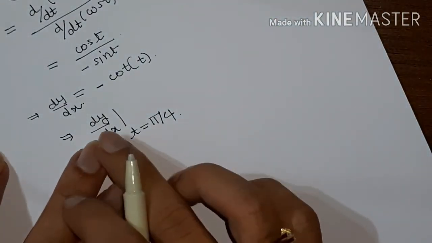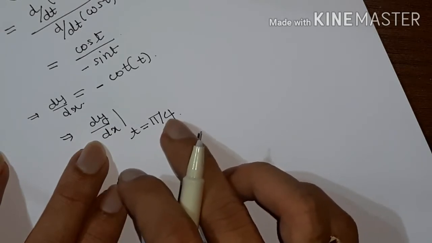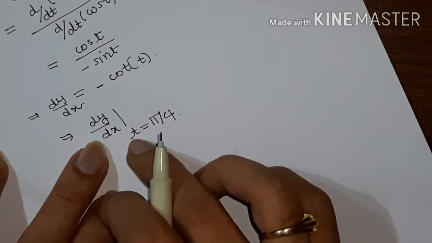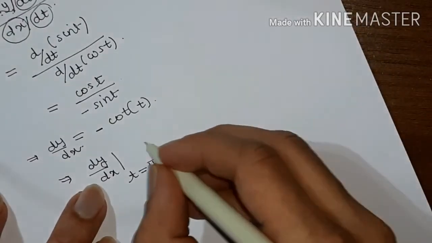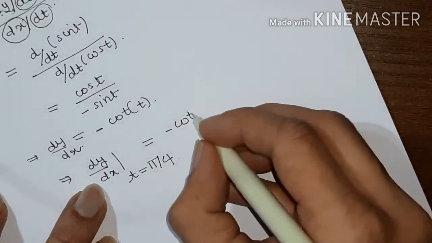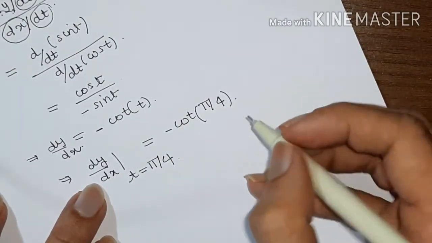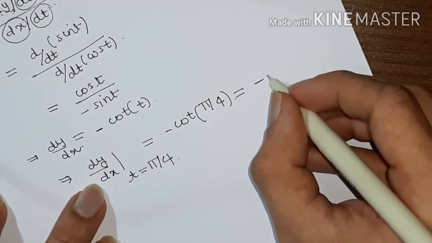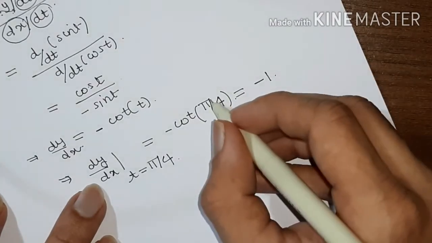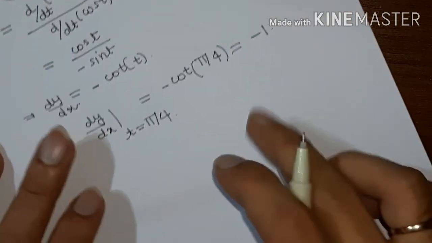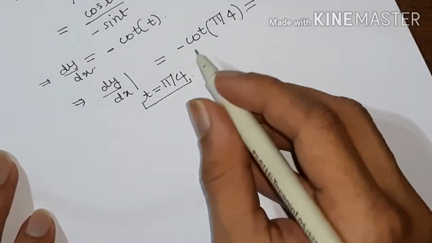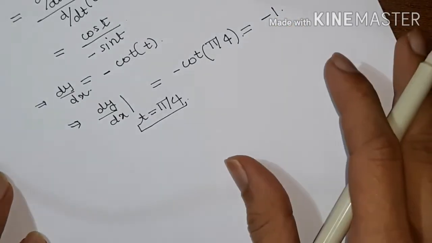So if you are finding dy by dx at t equal to pi by 4, that means you are finding the slope of the tangent when t is equal to pi by 4. So this is equal to minus cot of pi by 4, and cot of 45 degrees is 1. So minus 1 you will get. Now we are finding the slope at t equal to pi by 4, that is minus 1.